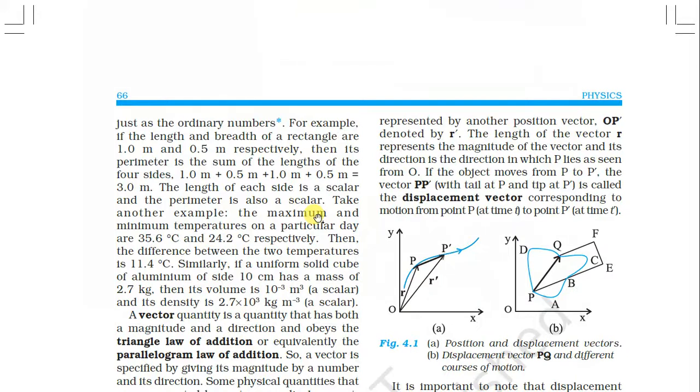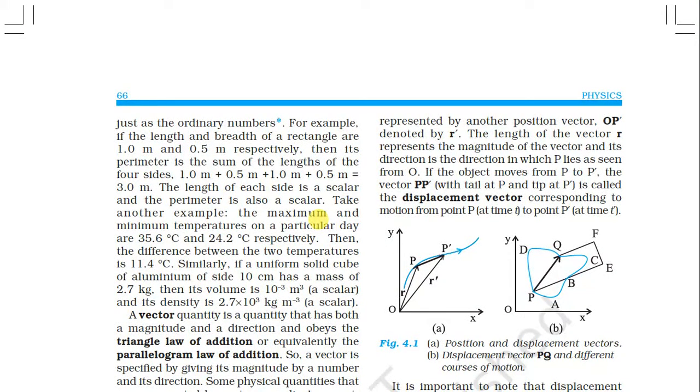For example, if the length and breadth of a rectangle are 1 meter and 0.5 meter respectively, then its perimeter is the sum of the lengths of the four sides: 1 meter plus 0.5 meter plus 1 meter plus 0.5 meter, which equals 3 meters. So the length of each side is a scalar and the perimeter is also a scalar.